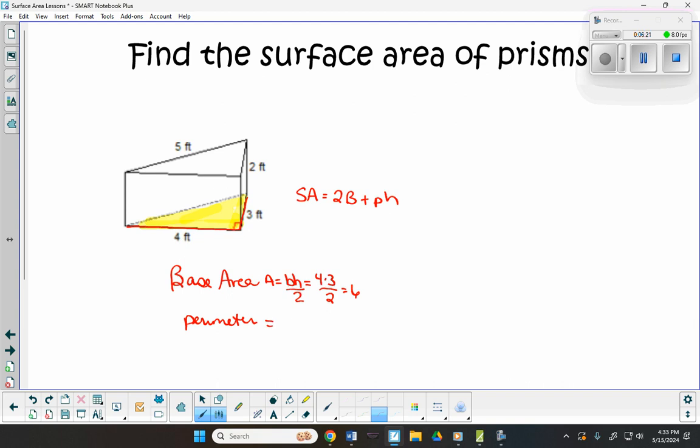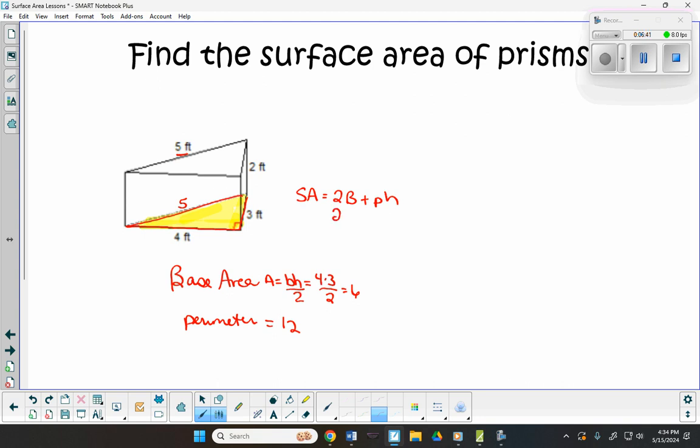Then we have to find the perimeter. Now we know two of the sides are 4 and 3. This side right here is going to be the same as this one up here, which is 5. So you have to add those together, which would be 12. 5 plus 3 plus 4 is 12.